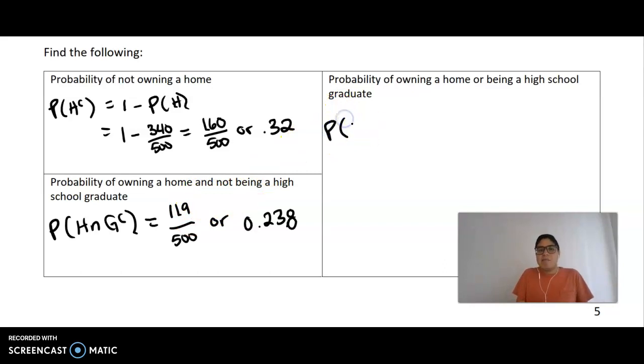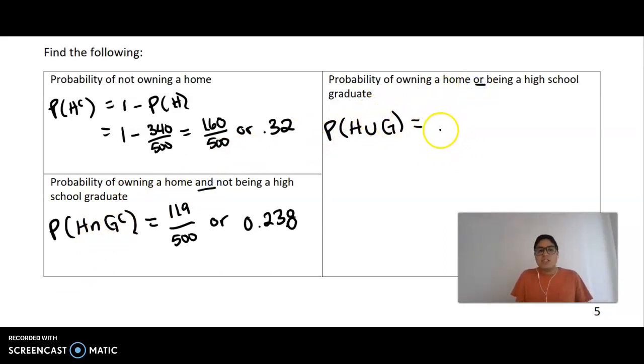And then lastly, we have the probability that you own a home or you were a high school graduate. Now, notice here what I'm doing. I'm just writing out what I'm looking for. I'm giving my formula, showing my substitution, and then showing my work. That's about 4 steps in the process, and generally that's going to be enough to get you full credit on the AP exam. So here, notice that the upside down is the and. Here, the or is this horseshoe.